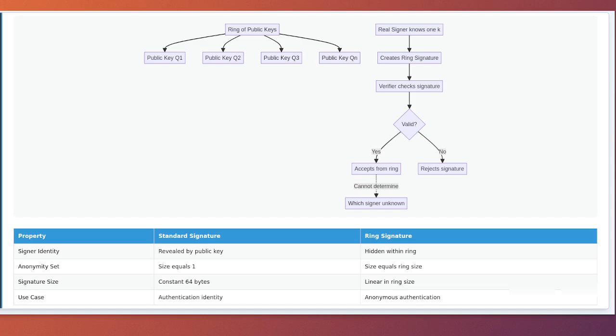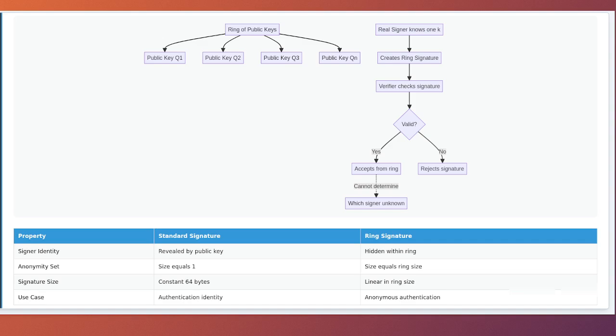For each position i, check that si times G minus ei times Qi equals Ri. If all checks pass, the signature is valid. The key insight is that the signer can freely choose the challenges and responses for all positions except their own. For their own position, they must compute the response honestly using their secret key. But from the verifier's perspective, all positions look symmetric. There's no way to tell which one corresponds to the real signer.